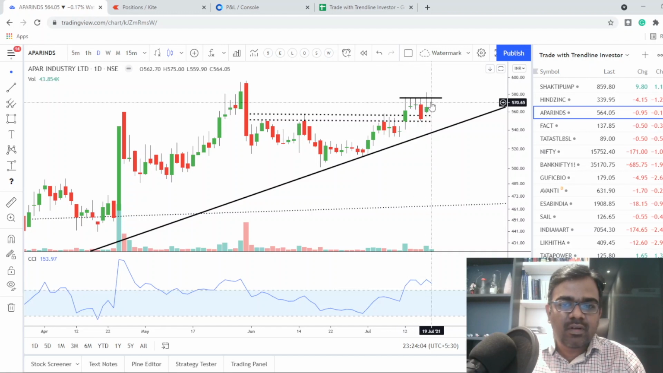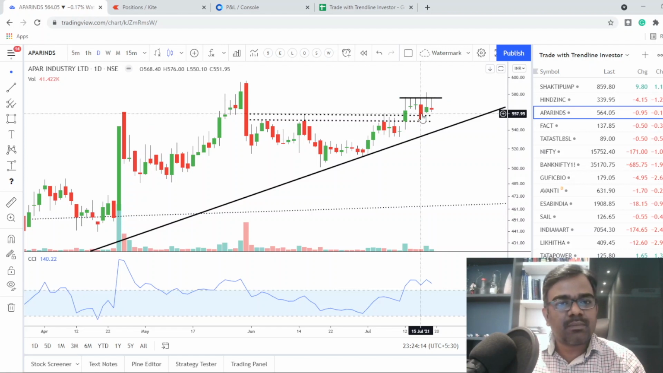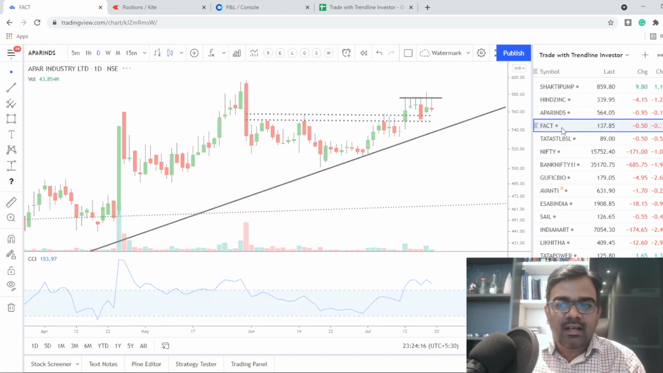So the highest point here, if you see, probably you can take this high also, 582 and this 575. So above 576, I would buy more of Apar Industries and I'll trail my stop to 550. So that's the pyramiding plan for Apar Industries.